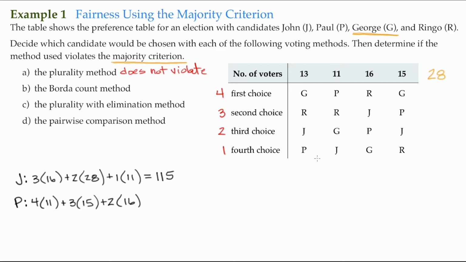And Paul has 13 fourth choice votes for 1 point each. And of course, we tally it all up, and Paul gets 134 points using the Borda method. Now we'll do George, and George we know has the majority, but we'll do George. George has 13 and 15, of course, so that's 4 times 28.